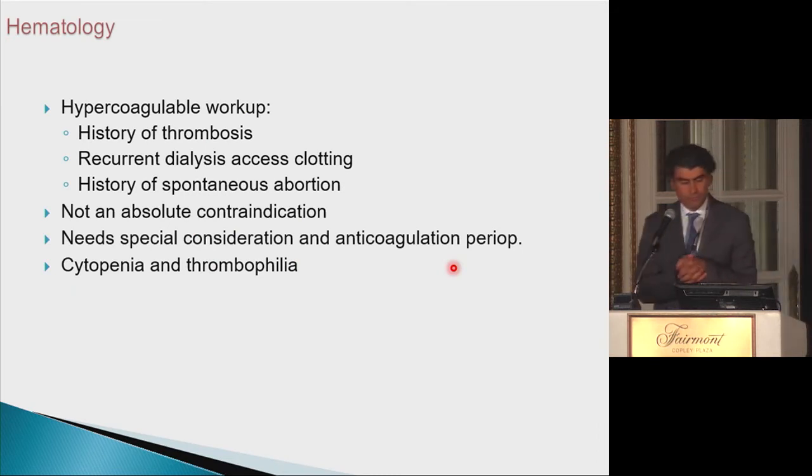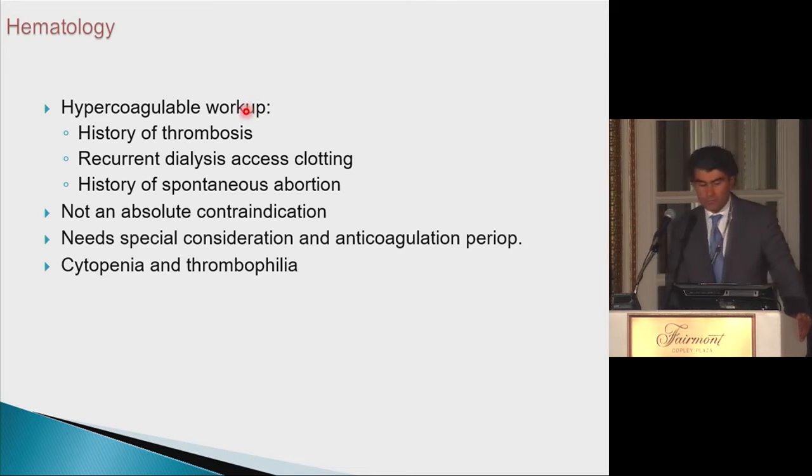So for the hematology workup, we do the usual coagulation studies for everyone. We only do the more extensive hypercoagulable workup for patients who are at risk: patients who had a history of thrombosis, patients who had recurrent dialysis access clotting, and it's very important to do an access history on those patients, and history of spontaneous abortion. But again, this is not an absolute contraindication. What we need to do is start those patients on anticoagulation peri-op. Patients with cytopenias and thrombophilias, usually we send them for a very extensive hematology workup with our colleagues.